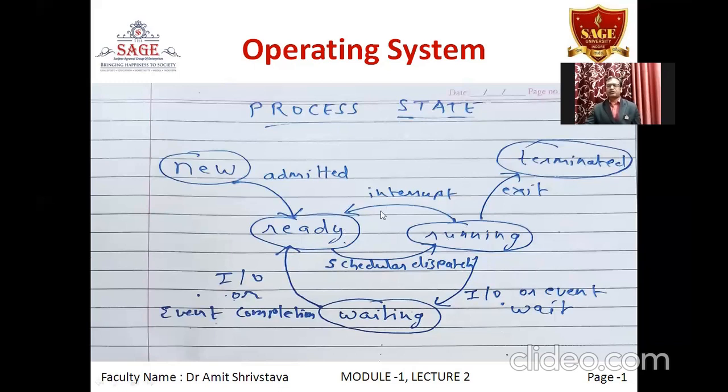So from the running to ready state, if some high priority interrupt is generated by any of the hardware devices, then the process which is currently running will simply be sent back into the ready state. The CPU will handle that particular interrupt, and then resume the same process it was previously dealing with. So in this case, the process might go from running to ready state directly.